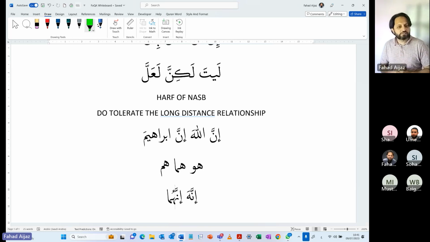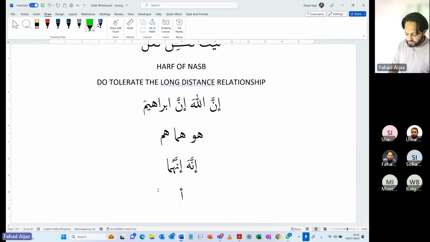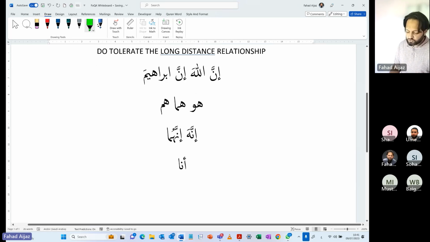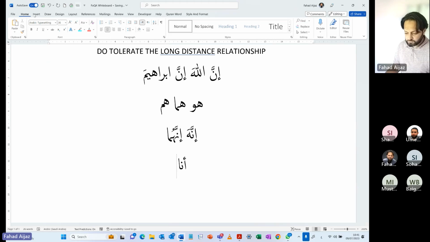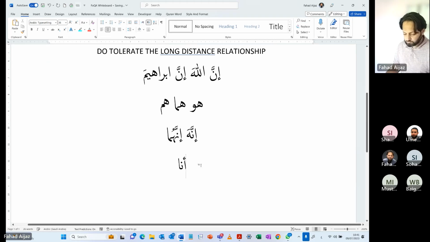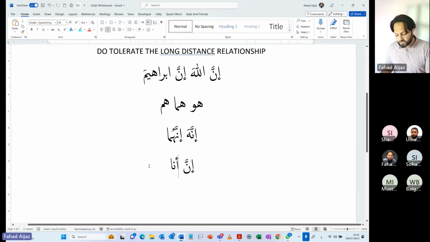All you need to know is the attached version of the pronoun. But I'll give you another one. Let's see what happens here. So we also have ana, which is the I, the first person, right? And I want to attach ana to inna. Let's see what it turns out to be.